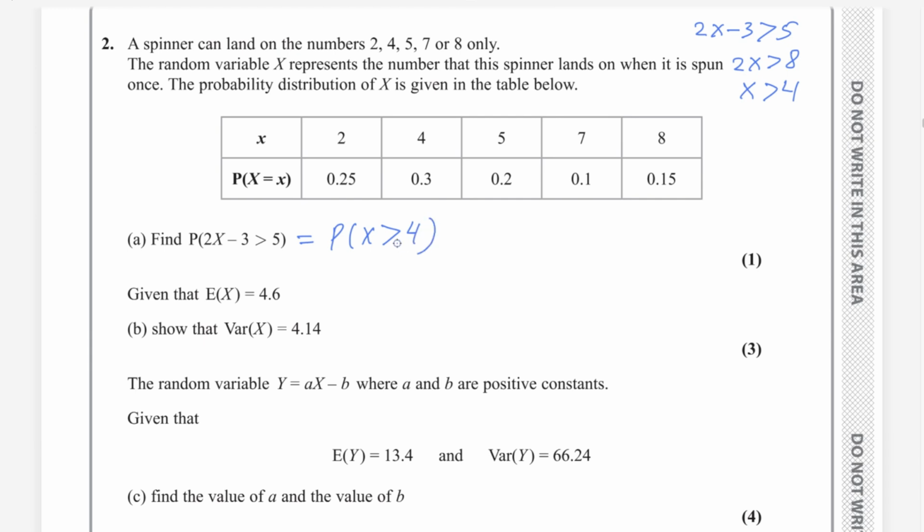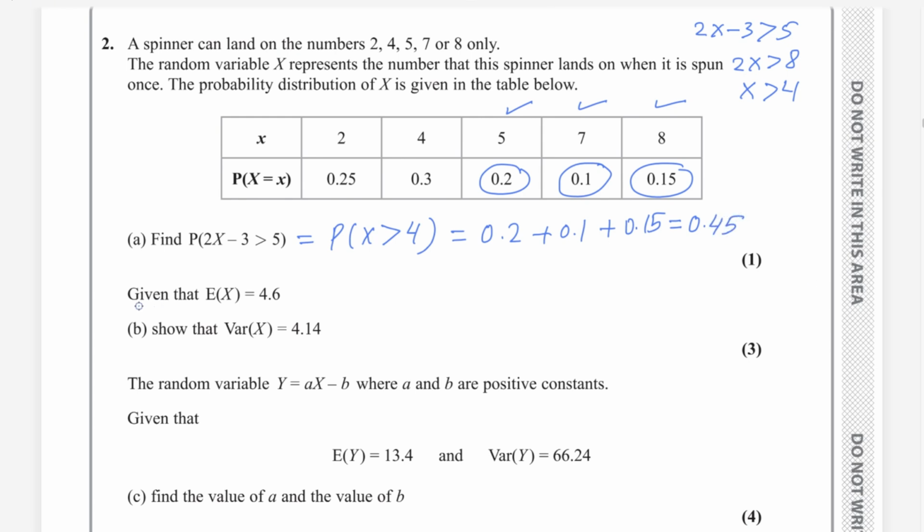Okay, now you need to find the probabilities for the numbers that are greater than 4. So these are 3 numbers that are greater than 4. The corresponding probabilities, we have to add them to get the answer for the first part. So add all these 3 probabilities together. We get 0.2 plus 0.1 plus 0.15, and the answer will be equal to 0.45. Okay, first part is done.